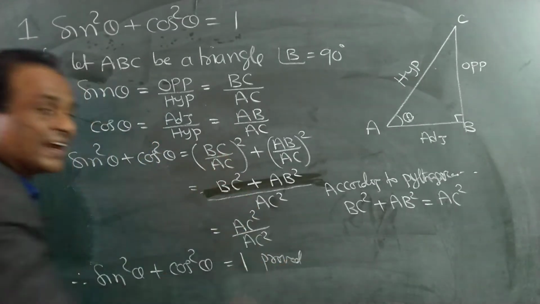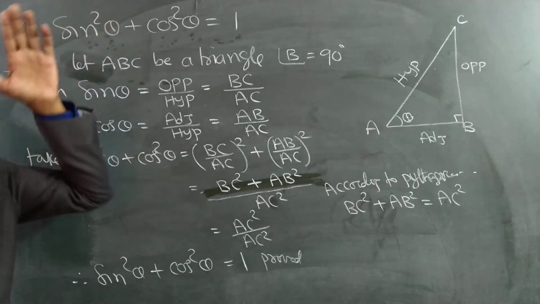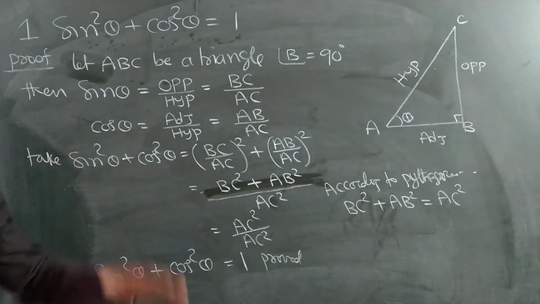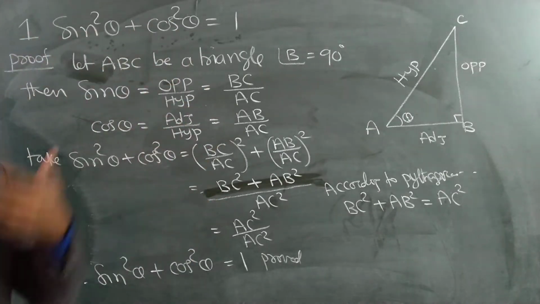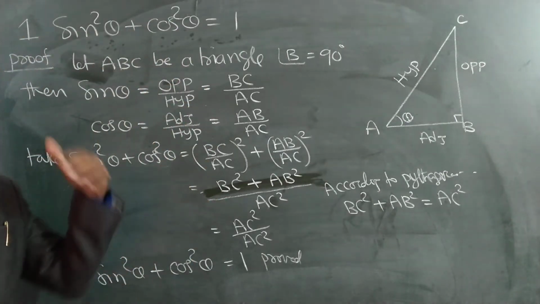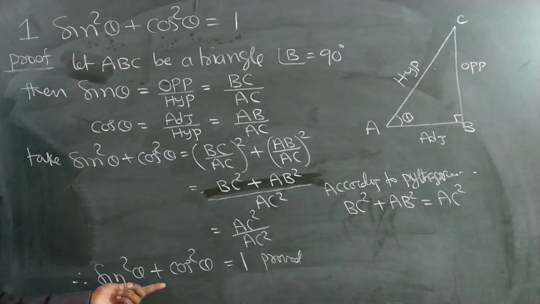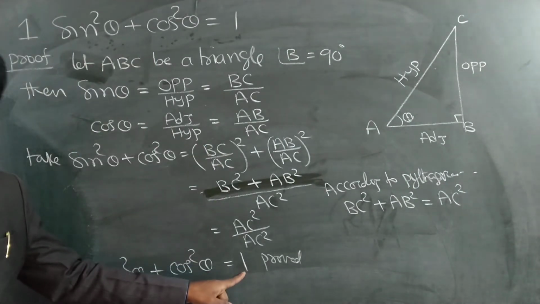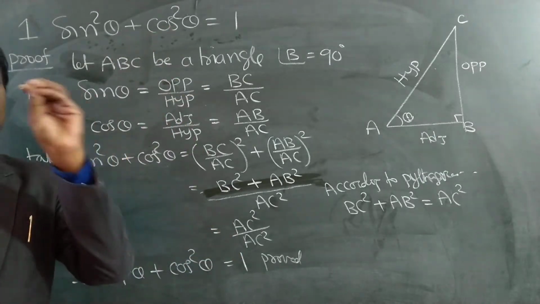So I proved this identity. This is the first identity. This is a very, very important formula we are going to use in the next exercise, and even in higher classes, when you go to inter first year, trigonometry will continue and we use this formula everywhere. So sin square theta plus cos square theta is equal to 1. How did I prove it? Simple.